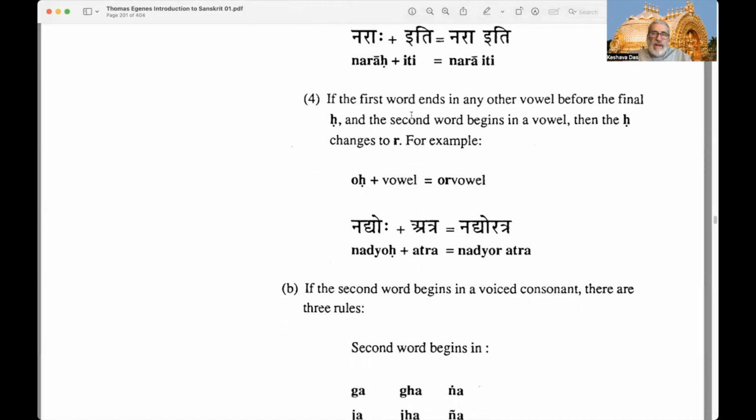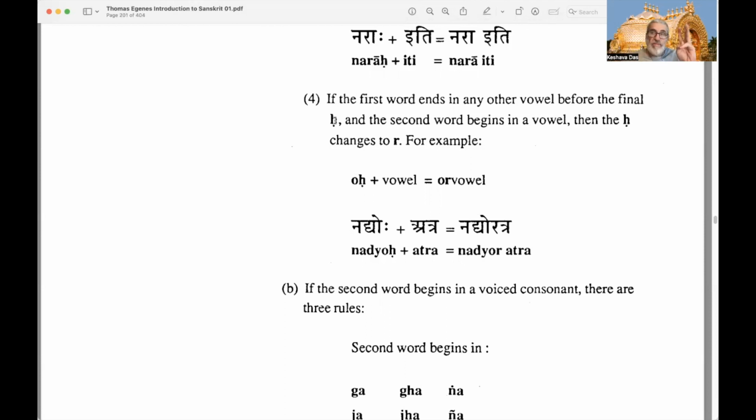Okay, so here's another rule. If the first word ends in any other vowel before the final Visarga. So we covered a couple of instances where the short a Visarga is followed by short a, or the short a Visarga is followed by any other vowel. The second thing is when we have a long a Visarga, which is followed by any vowel.